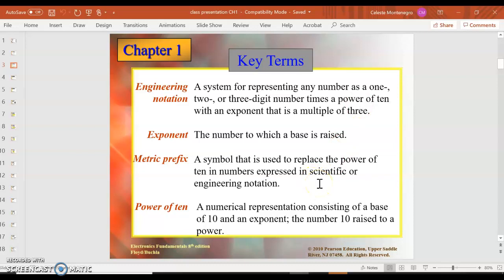Exponent. The basic definition is the number that the base 10 is raised to. Metric system. It is a symbol that is used instead of saying 10 to the power of 3, we use kilo. We are going to talk and give examples of this later. The power of 10 is always a power of 10 because we have a decimal system. So it's 10 to the power of the exponent.